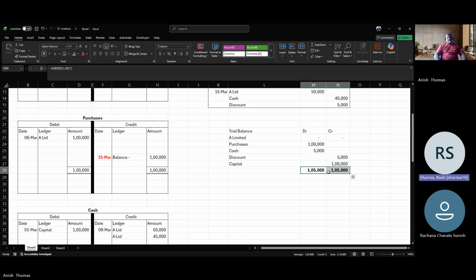I have one question. Sure. So according to this logic, if trial balance is not matching, that means we posted something incorrectly. Yes, that's correct.